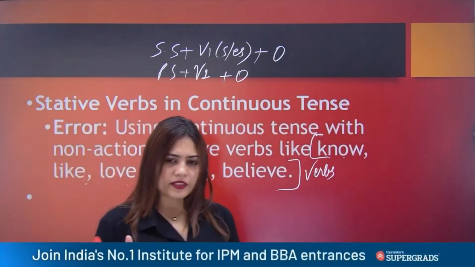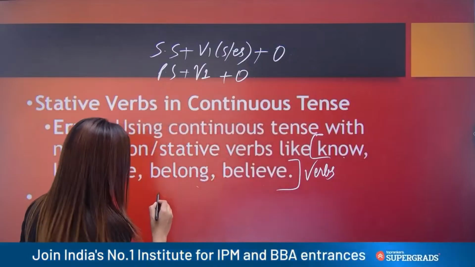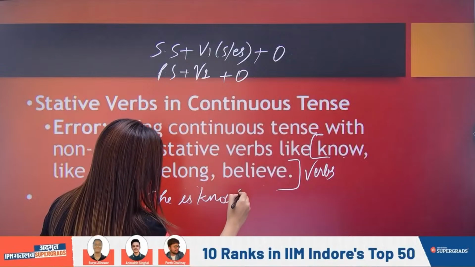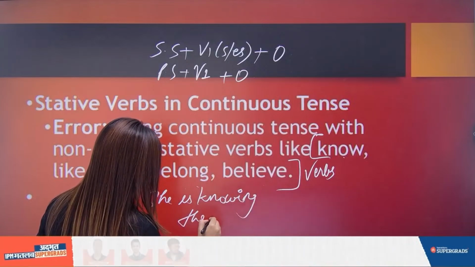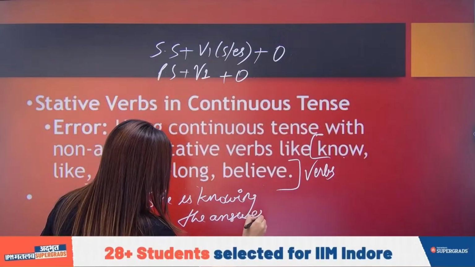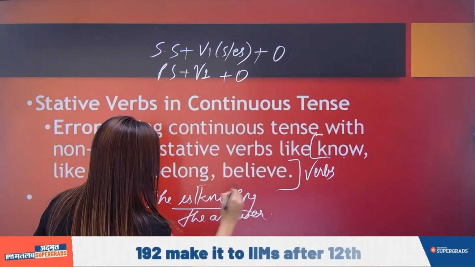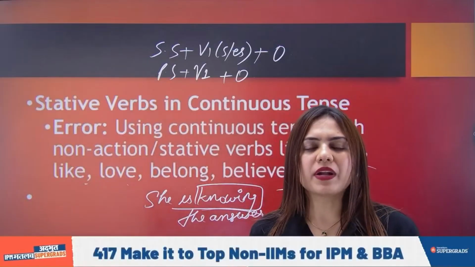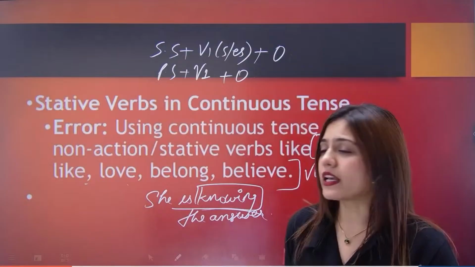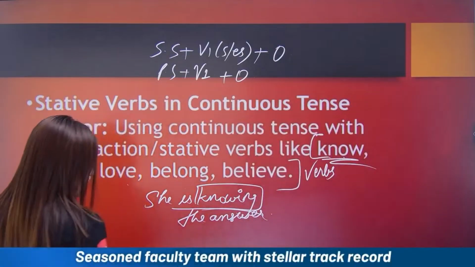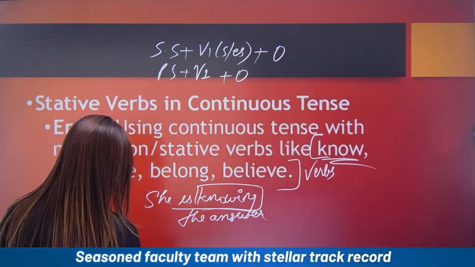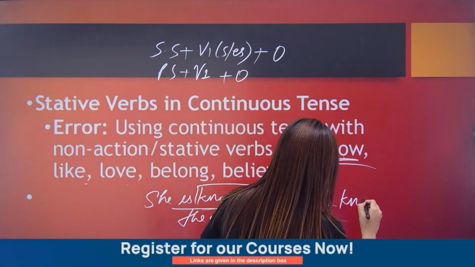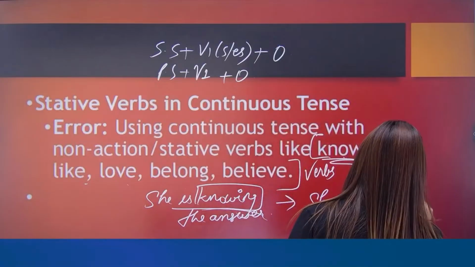For example, we can take an example here. She is knowing the answer. And as you can see, know is in the list, right? So there was no need to use present continuous here. All you were supposed to convey here is, she knows the answer.